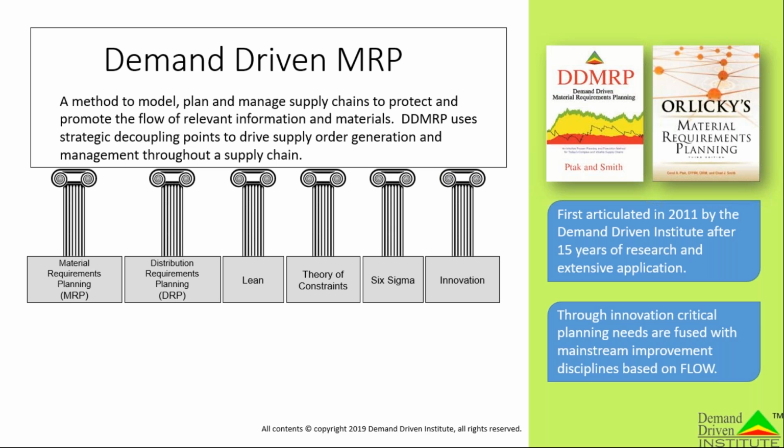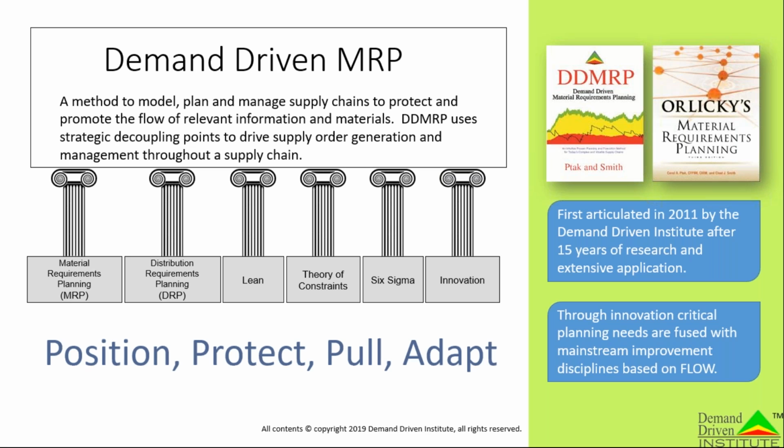But we take the still relevant aspects of MRP, DRP, lean, theory of constraints, Six Sigma, and then we package it together, and it can hold together because of these critical points of innovation that I'm going to share. It can probably best be defined as position, protect, pull, adapt. That's DDMRP in a nutshell.